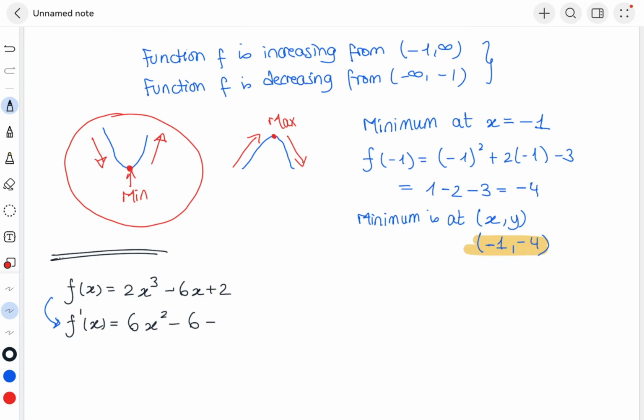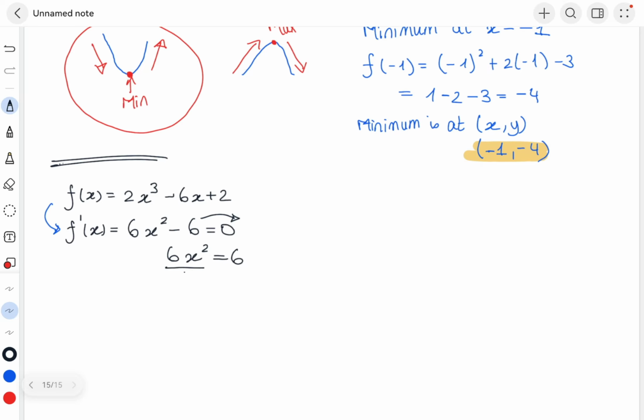And we equate it now equal to 0. Now we solve for x. We take the negative 6 to that side. So we'll be left with 6x squared equal to 6. And now we divide by 6. We'll have x squared is 1. X squared is 1 means we have two solutions. X is negative 1 and x is positive 1.